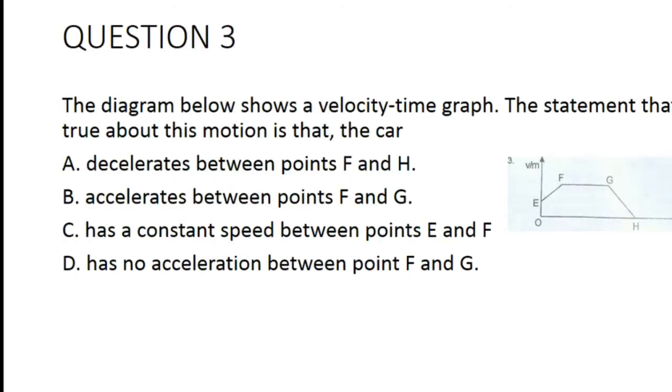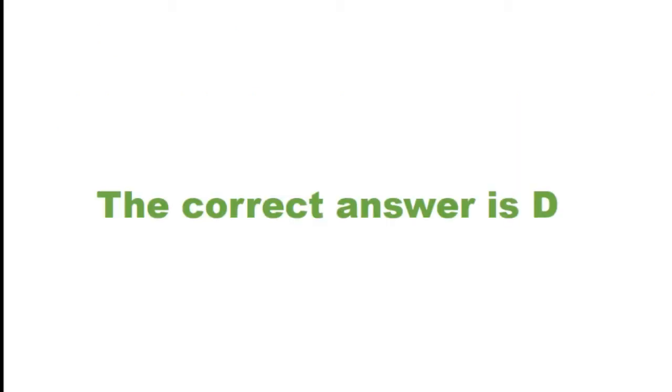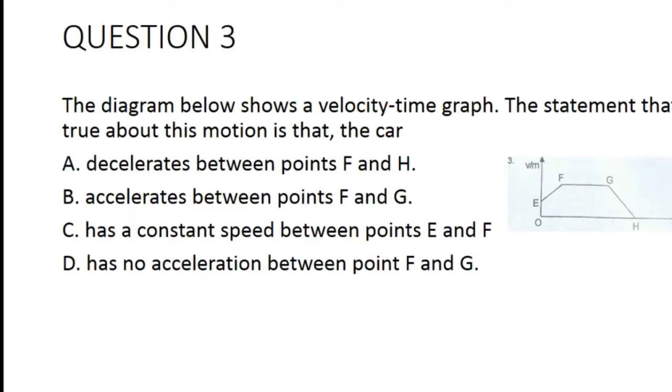Question 3. The diagram above shows a velocity time graph. The statement that is true about this motion is that the car A. Decelerate between point F and H. B. Accelerate between point F and G. C. Has a constant speed between point E and F. D. Has an acceleration between point F and G. The correct option is option D. Has an acceleration between point F and G. Now if we look at our graph, you see that from point F to G, there is an acceleration. So this is the correct statement from this diagram.